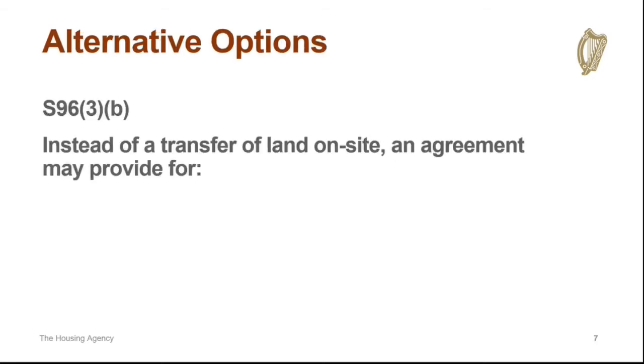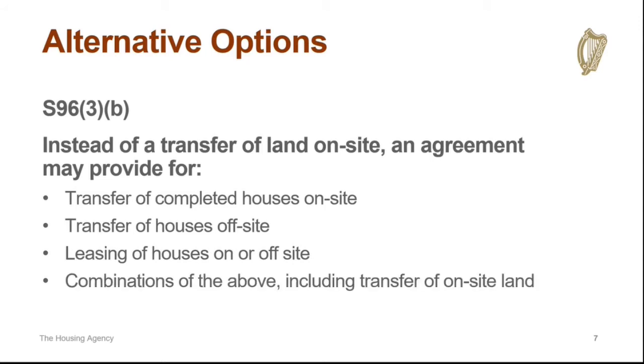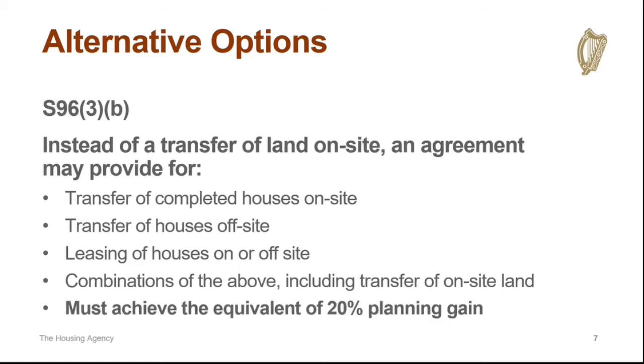Instead of the sale of land, the local authority and the developer can agree on one of the alternative options to satisfy Part 5. These are transfer of completed houses on-site, transfer of houses off-site, leasing of houses on or off-site, or combinations of the above, including the transfer of on-site land. The key with the alternative options is that the local authority must achieve the equivalent of 20% of the planning gain. These options are explored in more detail in the 3rd video in this series.